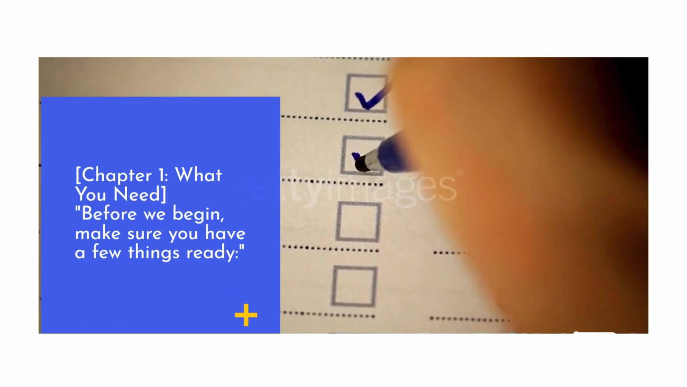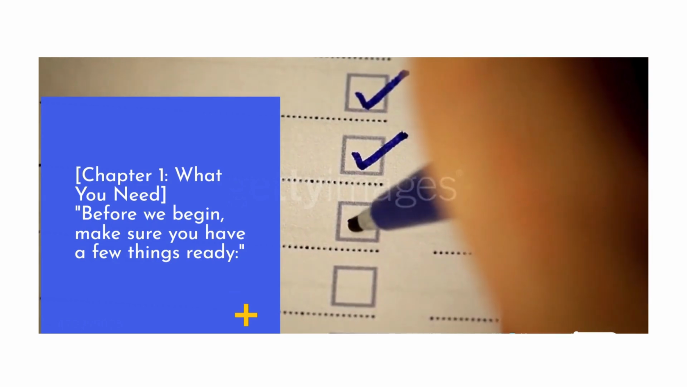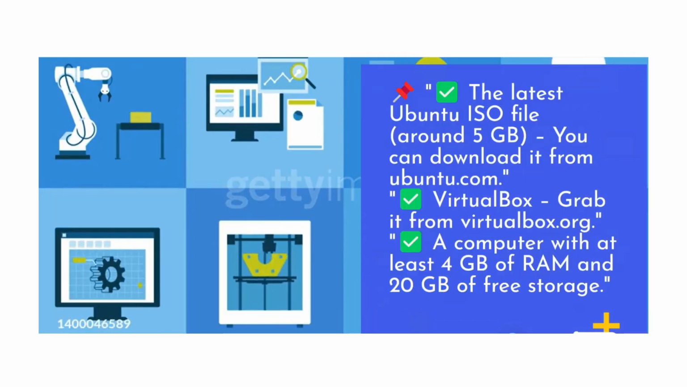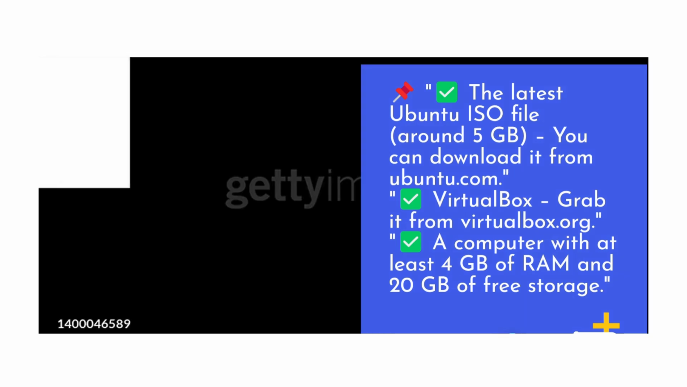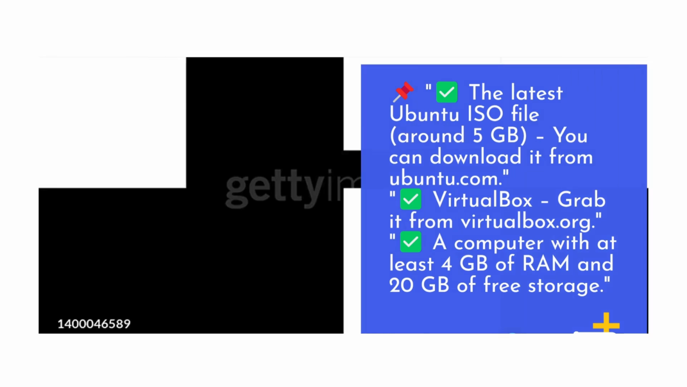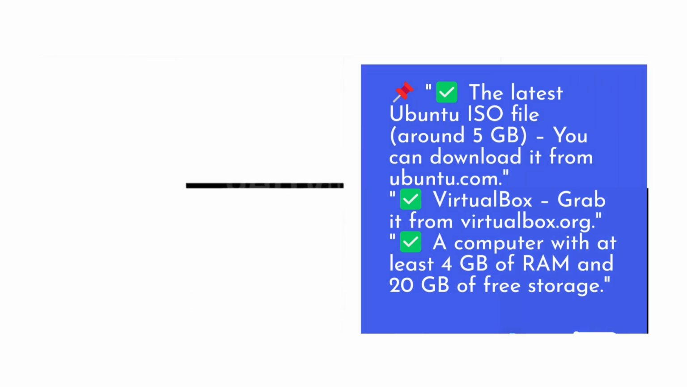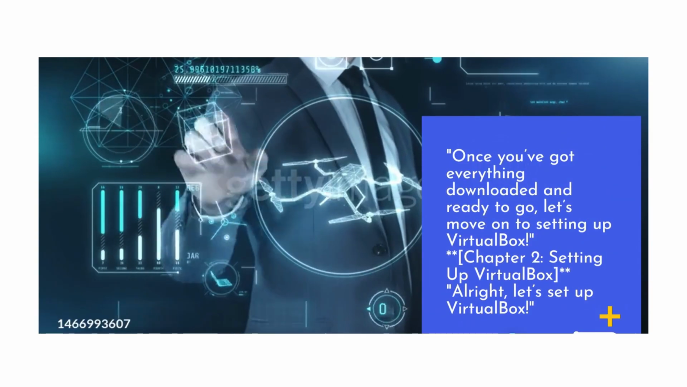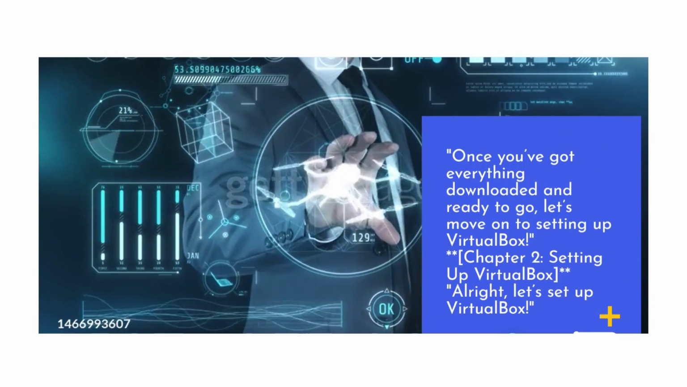Chapter 1. What you need. Before we begin, make sure you have a few things ready. The latest Ubuntu ISO file, around 5 GB, you can download it from ubuntu.com. VirtualBox, grab it from virtualbox.org. A computer with at least 4 GB of RAM and 20 GB of free storage. Once you've got everything downloaded and ready to go, let's move on to setting up VirtualBox.